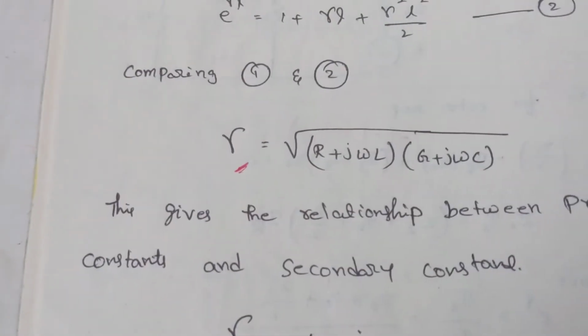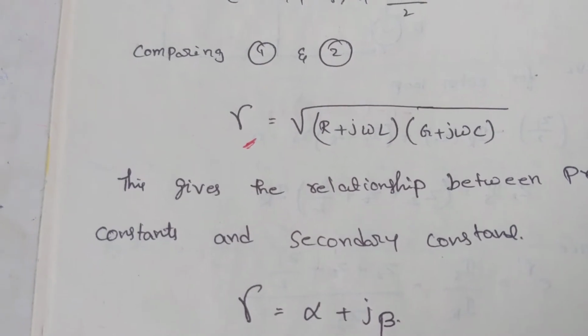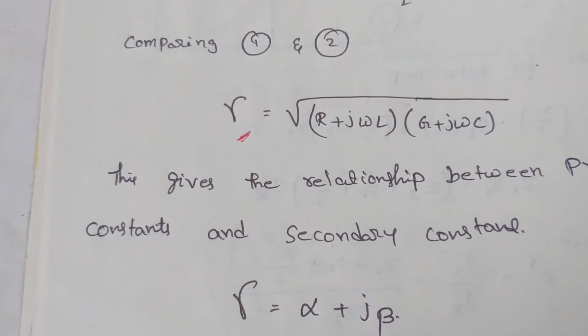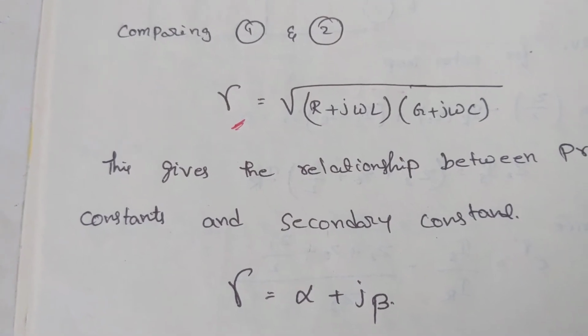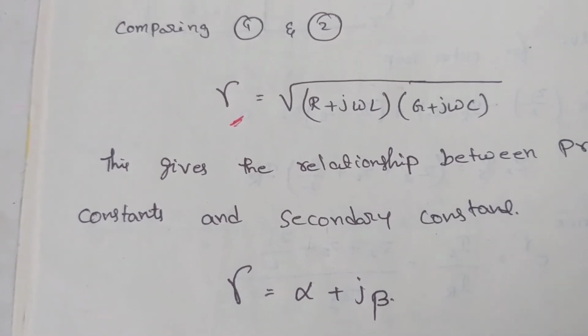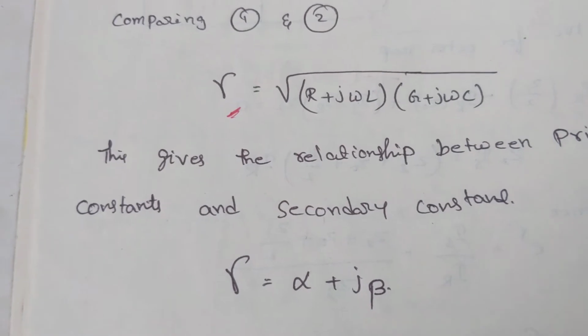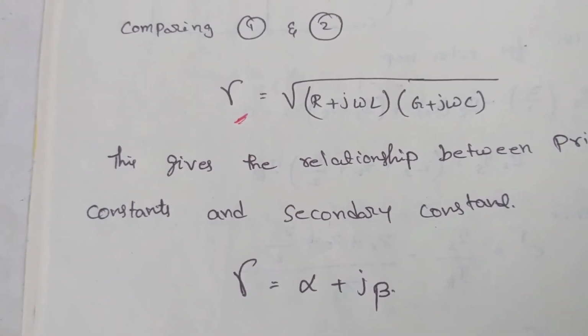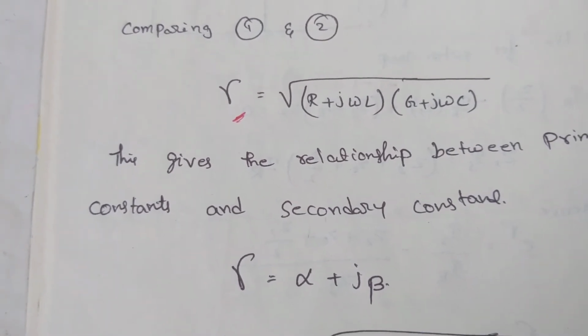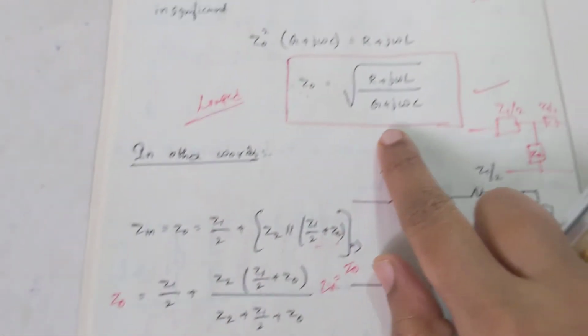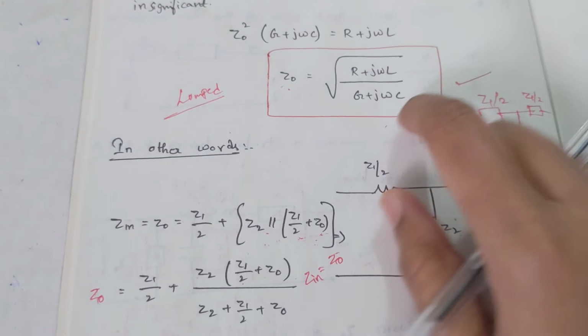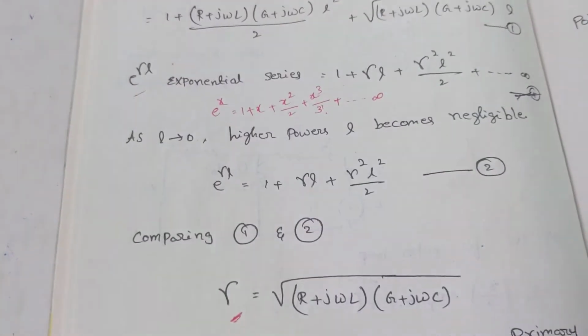Friends, please understand here, the main concept of this is that we are trying to draw the derivation of our secondary constants. Secondary constants are nothing but your characteristic impedance and propagation constant in terms of primary constants. So we already got Z0 in terms of R, L, G and C. The same thing happens here also.